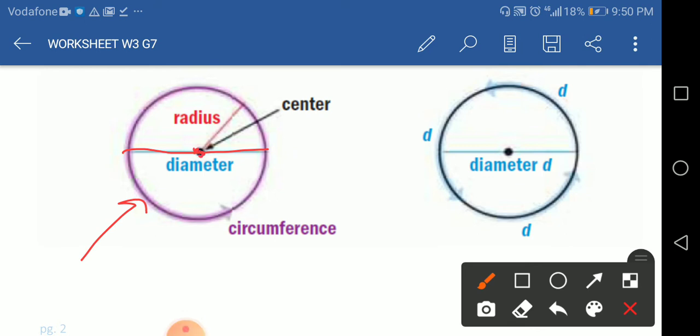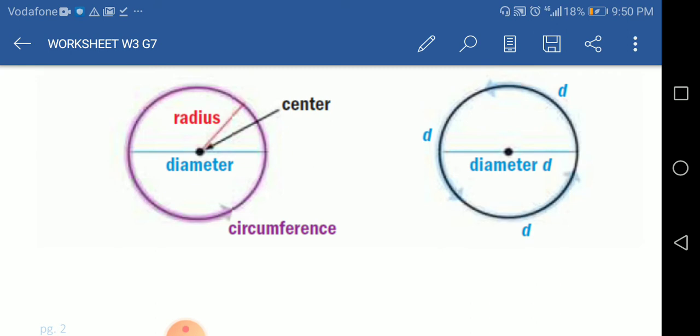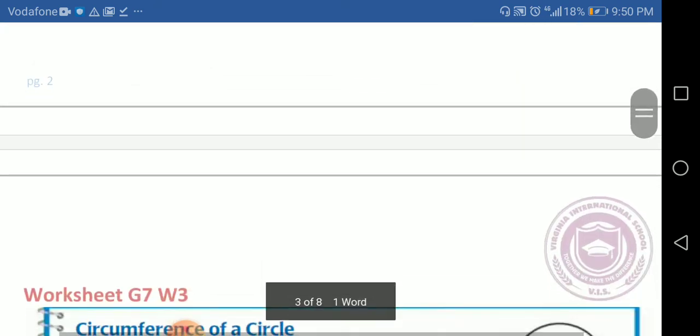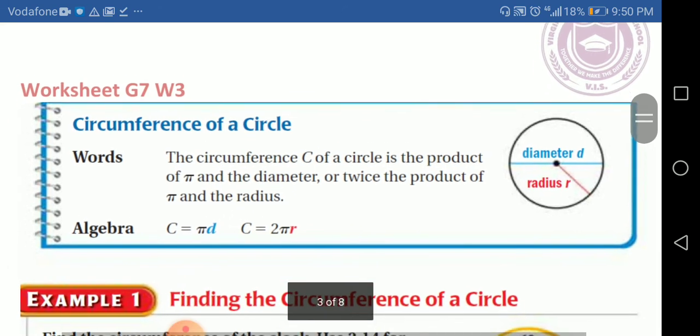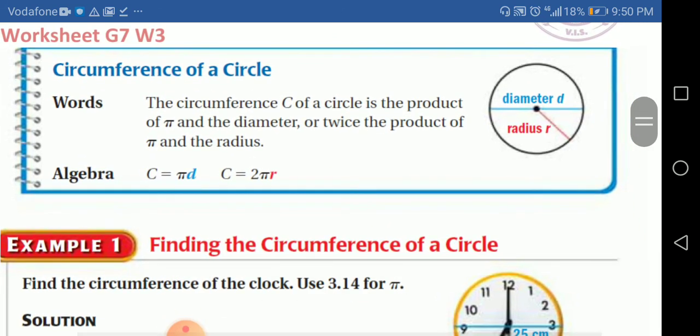And from the center of the circle to any point on the circle, this segment is called the radius. Remember, the radius is half of the diameter. So the diameter is 2 radius. This is important to know.